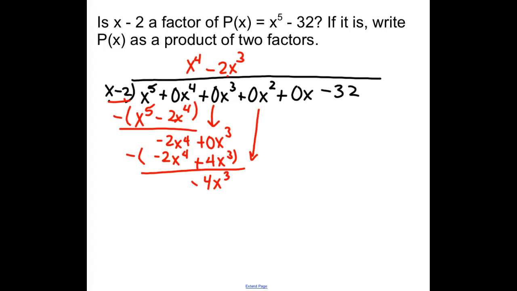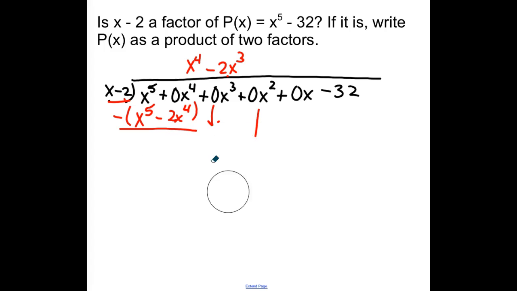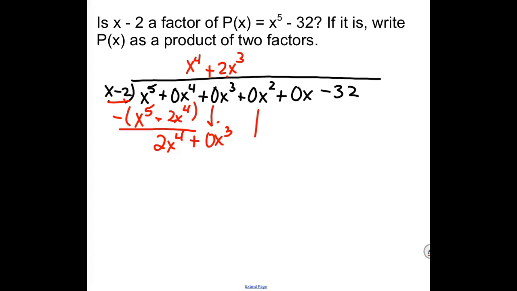All right. We noticed a mistake. I think I said it right and I wrote it wrong. So when we subtract, we had 0 minus negative 2. We ended up with a positive 2x to the 4th. Dividing by x, we get positive 2x cubed. All right, there we go. Bring down our 0x cubed. Take an x out. We got 2x cubed. Multiply those back. 2x to the 4th minus 4x cubed. So we should have a positive 4x cubed here. Okay, there we go. Bring down our next one.